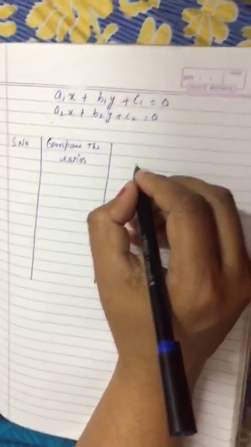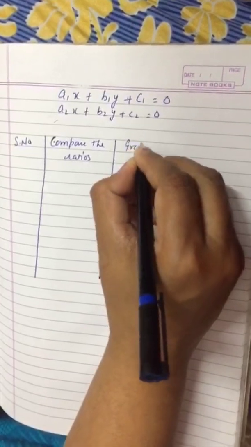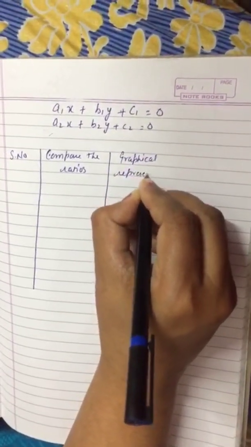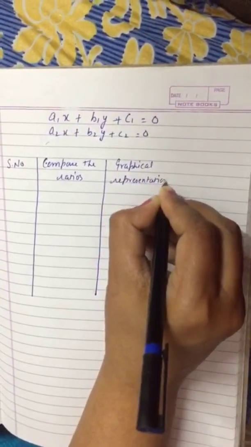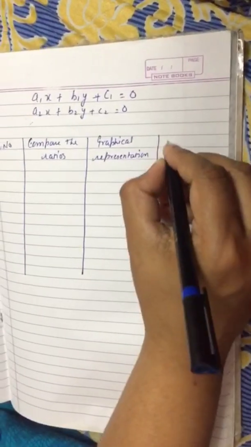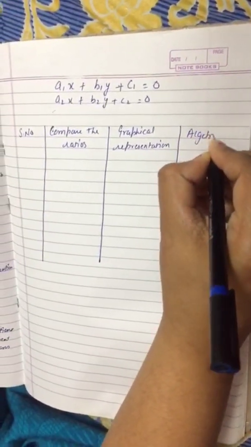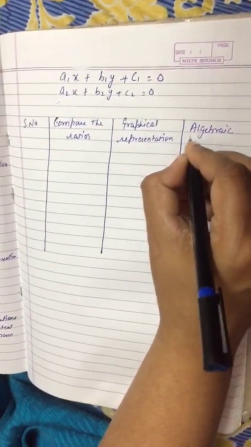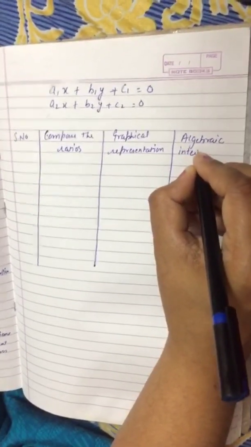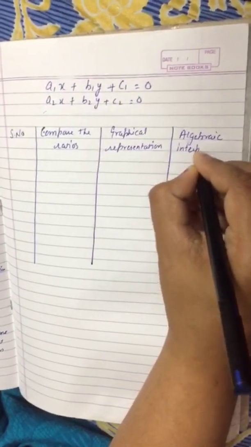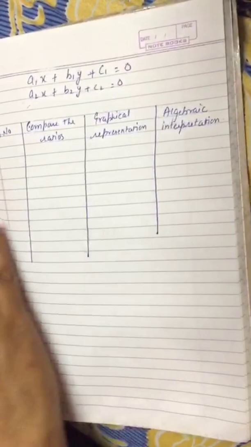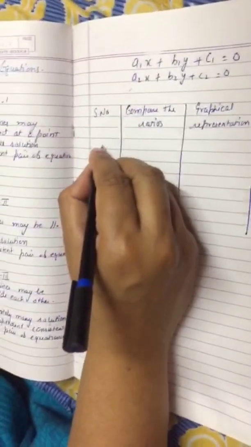Next, I am going to make a table with the graphical representation, what type of lines there will be, and lastly the algebraic interpretation. This table will help you find what kind of solutions you have or what kind of lines there will be. So three cases arise.